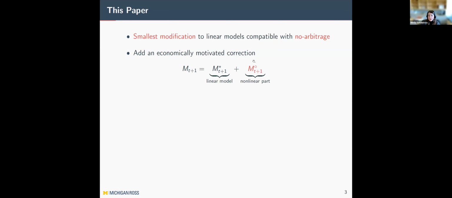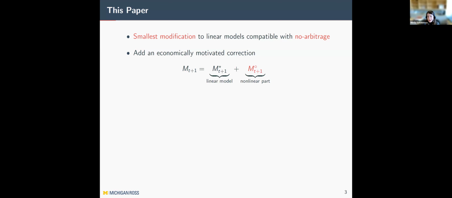This nonlinear component is going to be orthogonal to the linear model and its component. It's going to have mean 0, such that it doesn't have any price impact on the assets that are priced by the linear model. And it's also going to have minimal volatility. Now, in order to also identify this linear model, we want to be agnostic about which is going to be the correct factor model driving the underlying returns.